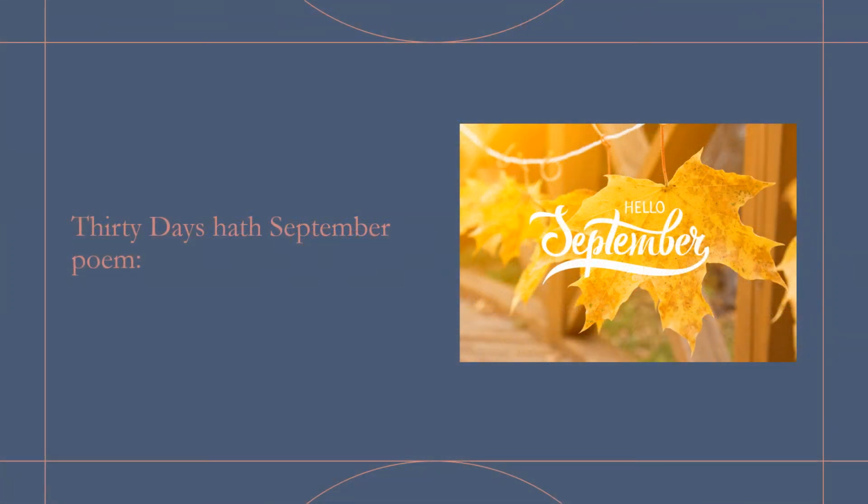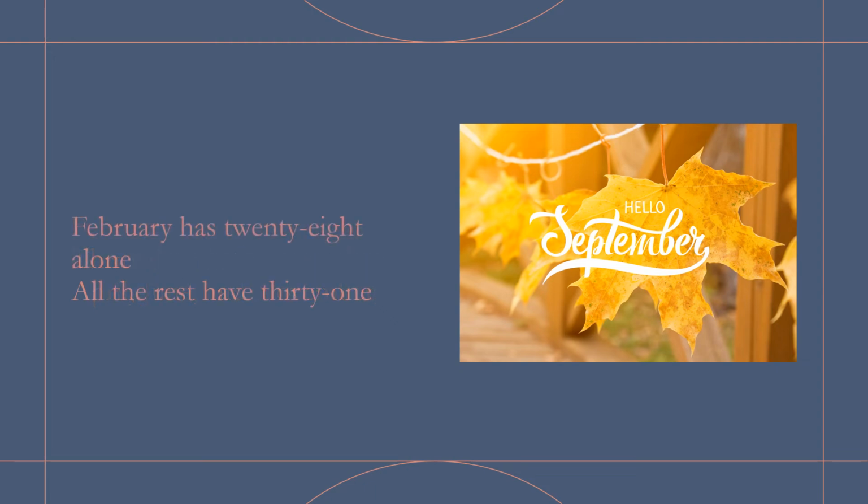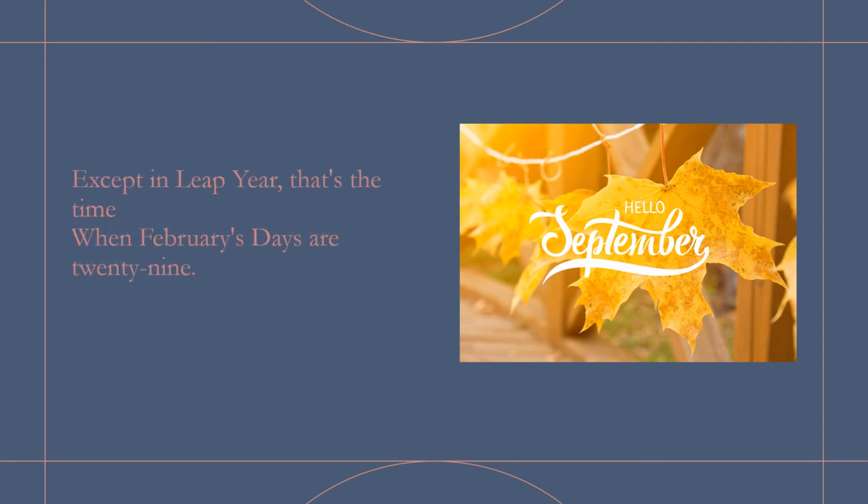"30 days hath September" poem. "30 days hath September, April, June, and November. February has 28 alone, all the rest has 31, except in leap year, that's the time when February's days are 29."